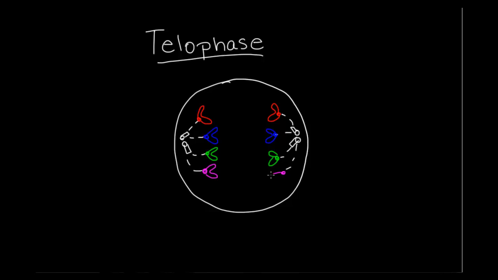So the most important part about telophase is that the chromosomes have all been brought to the other side of the cell, and then we have the beginnings of the new nuclear membrane forming around these chromosomes. Now, the nuclear membrane isn't completely formed, but it's starting to reform. And that's it for telophase.